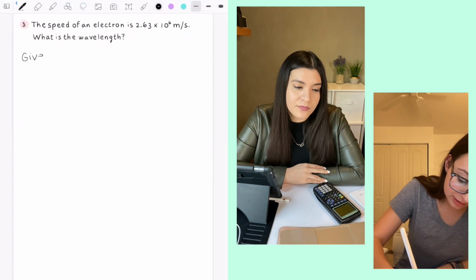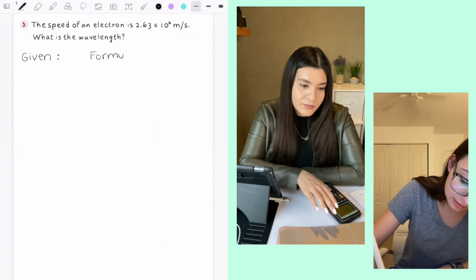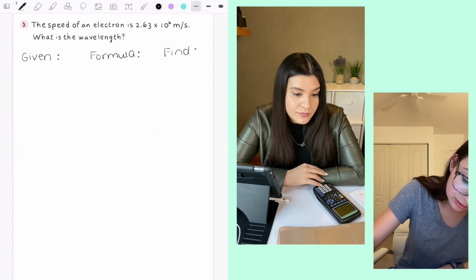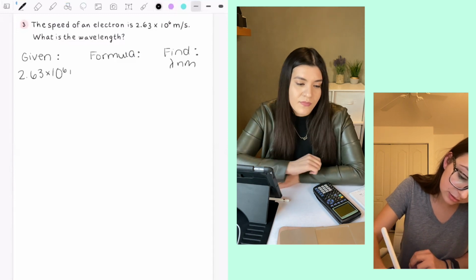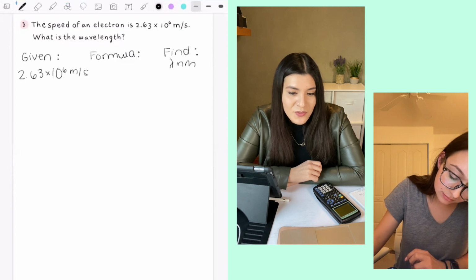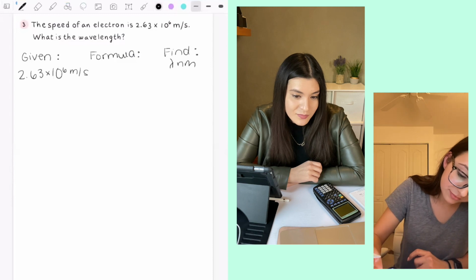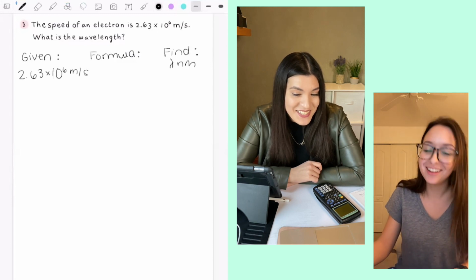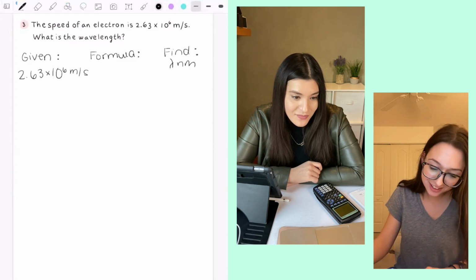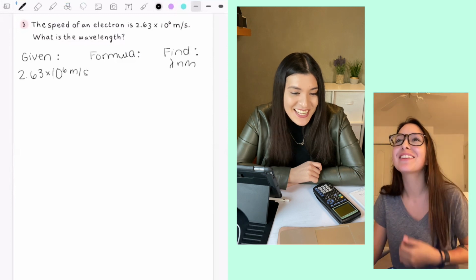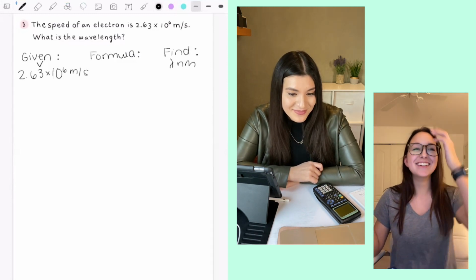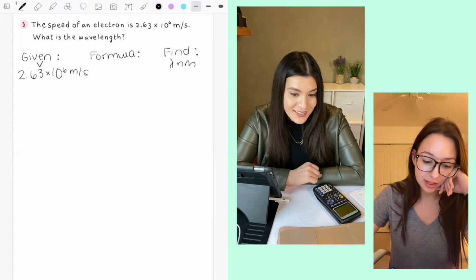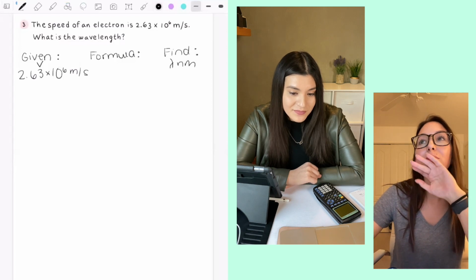We need the formula, and we are looking for the wavelength in nanometers. We're given the speed of an electron. What letter or symbol is that? For speed, I don't remember. So speed is velocity, so v. Oh, this is where that comes in. Yeah, and then that tells you what formula you're going to use. Oh, true, that's important. It's all interpretation with these problems.